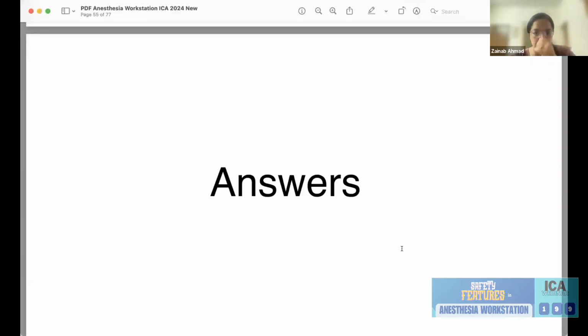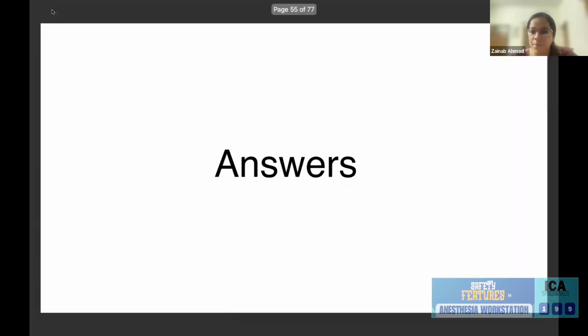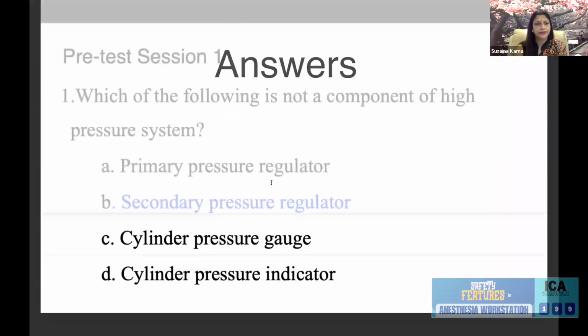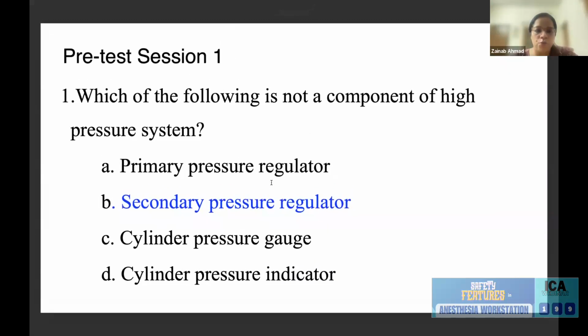Before going on to the question and answer session, we would just like to discuss the answers of the pre-test questions that we held. So I will try to share my screen. Is my screen visible, Roop sir? Yes, Sunaina, it is visible. Okay, so coming to the first session.